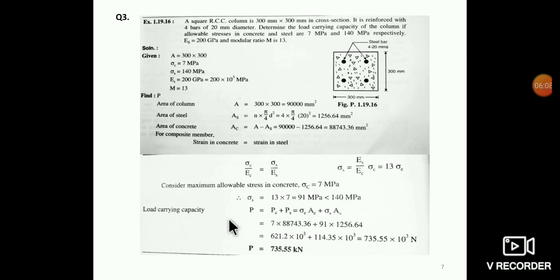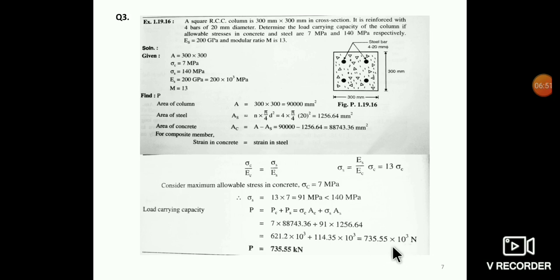So load carrying capacity means load P is equal to PC plus PS, means sigma C AC plus sigma S AS. Sigma C stress in concrete we have 7. AC area of concrete we have 88,743.36 plus sigma S we have 91. Now here you have to take this value of sigma S, not this 140 megapascal. This value we calculated and it is safe as it is below 140, so we take this value. So 91 into area of steel, which is 1256.64. So ultimately we get the answer 735.55 into 10 raised to 3 Newton.